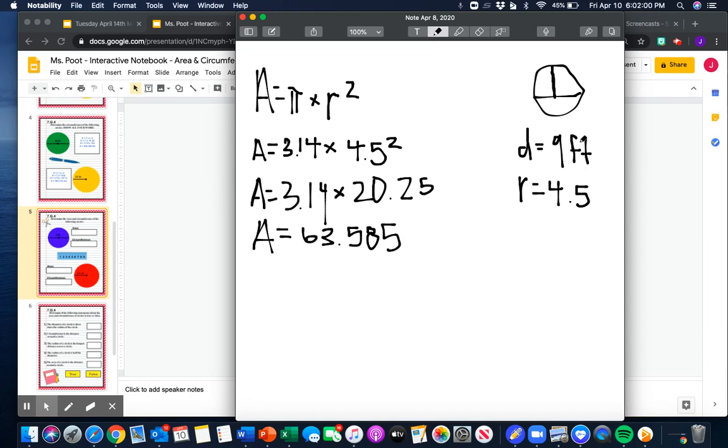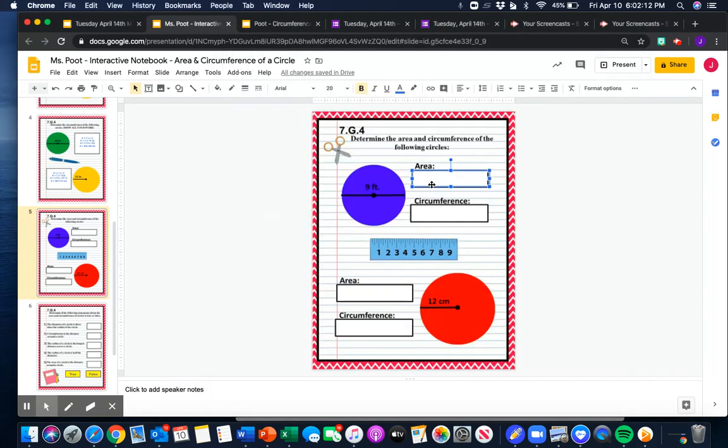Right, now don't forget the units. The units are over here. We got feet. But remember how we have that exponent? That means it has to be squared. All right, so for these, since we have such a small box, we're just going to write our answer. Area equals 63.585 feet squared. All right, let's move on.